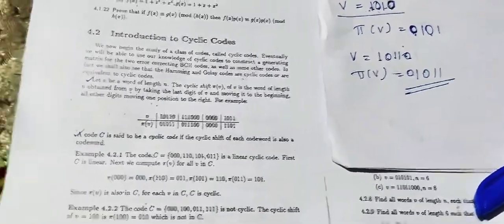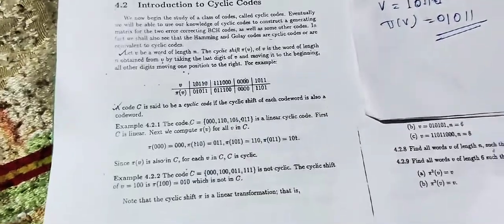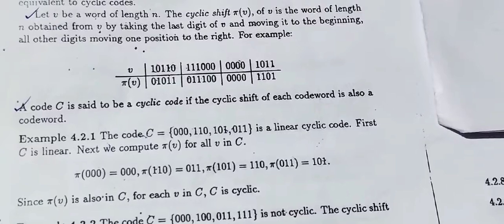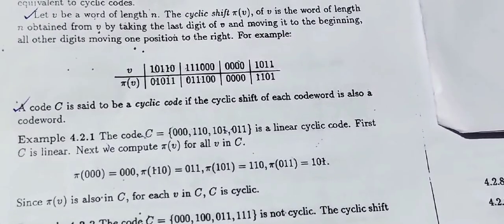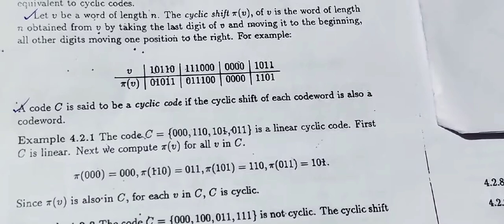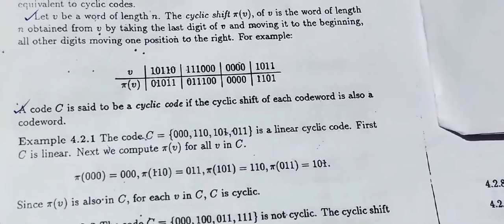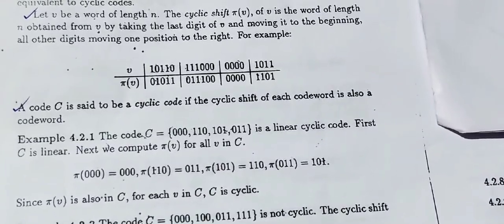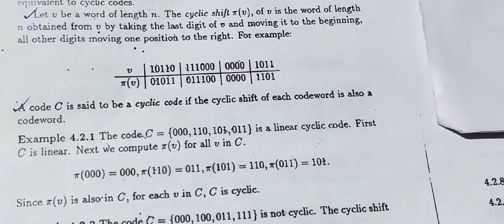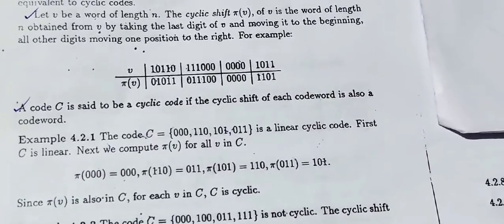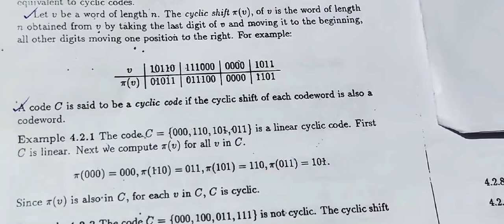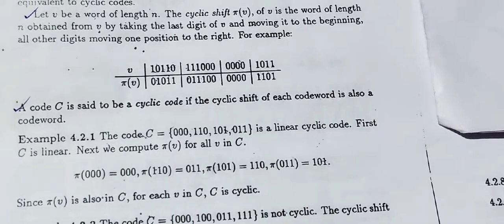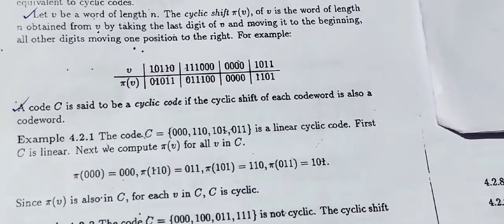Okay, so let us discuss the example here. Here C is equal to 000, 110, 101, 011, a linear cyclic code. First we take 000. Shifting of 000 is the same, 000. And the second one is pi of 110. That means 0 is the last element, which we take into the first position. So that means 011. Pi of 101: 1 is the last digit, move it into the first position. So 110. Clear?